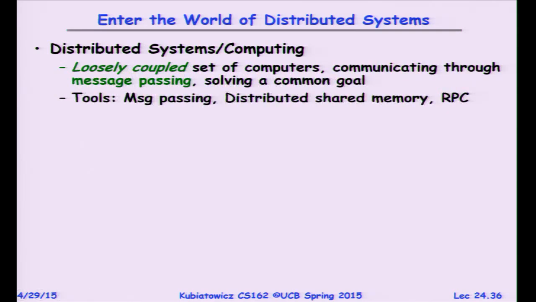When I started in computing, a distributed system had 20 computers that somehow collaborated together. Now a distributed system is thousands or millions of elements, and they're all loosely coupled. They're communicating through message passing and so on, and they're solving a common goal. So that big machine room, maybe half of that was working on some big genome problem. And so the tools here, of course, are message passing, which we talked about, distributed shared memory, which we hinted at a little bit, and RPC we talked about.